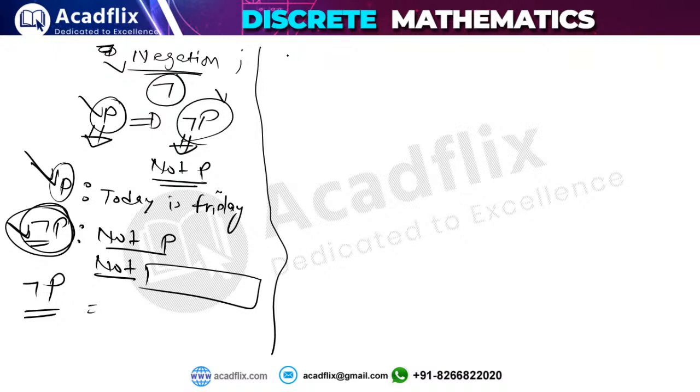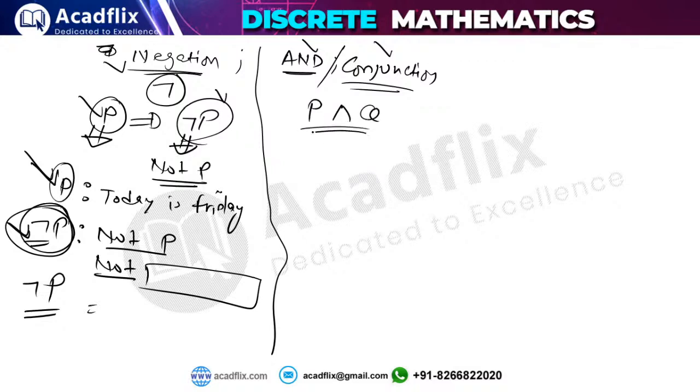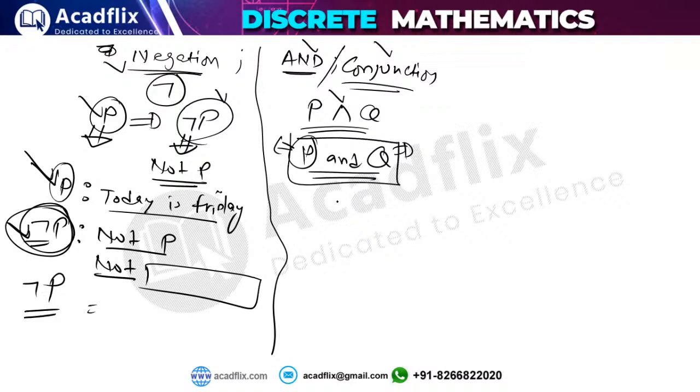The next connective that we will see is AND. This is also called conjunction. This is just another name, conjunction. And the symbol we will use is this. For example, if P is an existing proposition and Q is an existing proposition, then this will be P and Q. We will read this symbol as AND, P and Q. For example, if P is "Today is Friday" and Q is "It is raining," then what will be P and Q? It will be "Today is Friday and it is raining."